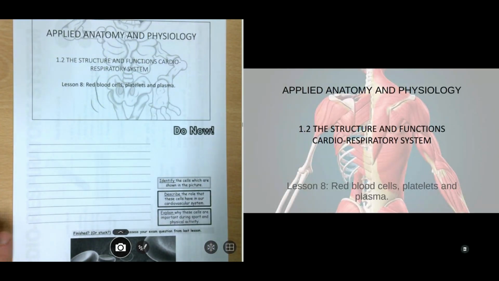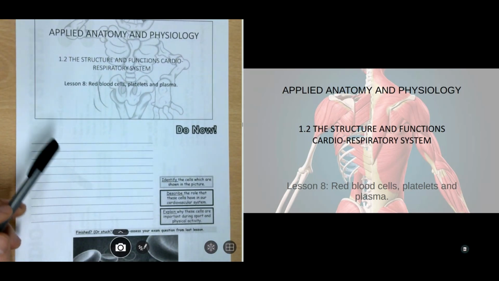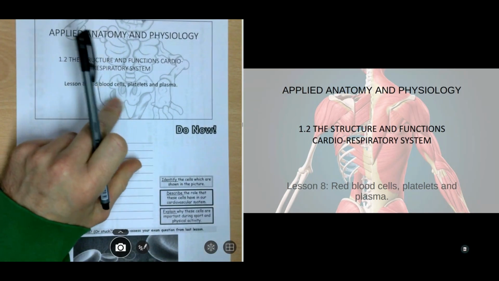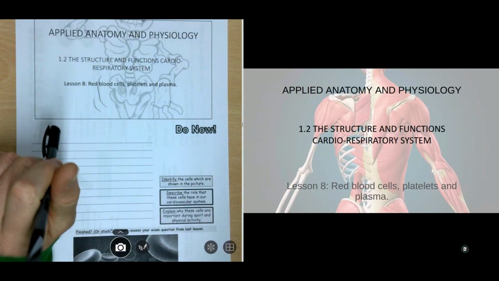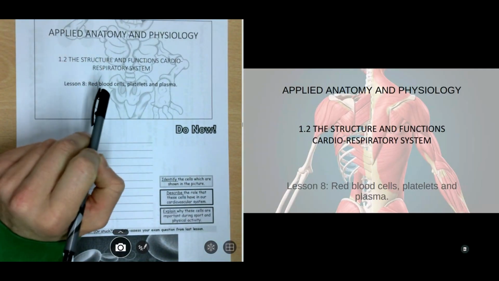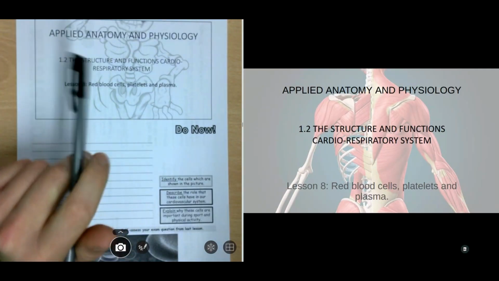This is anatomy and physiology lesson 8. So this is following on from the cardiovascular system, the heart and blood vessels. Today we're looking at red blood cells, so what makes up the different components of blood, which is red blood cells, white blood cells, platelets and plasma.